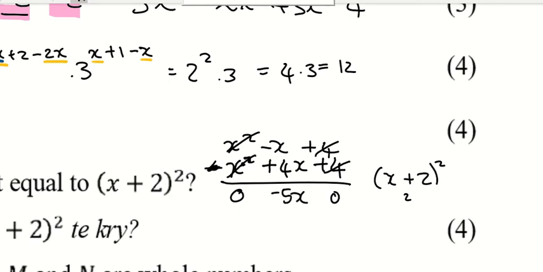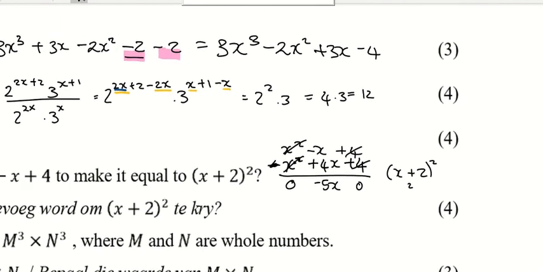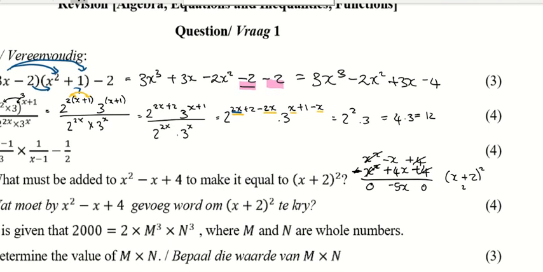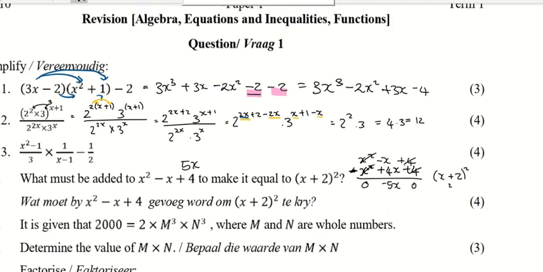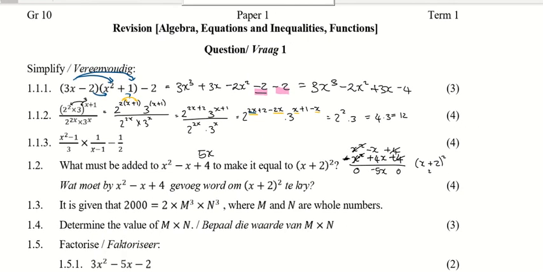So my answer here is actually just, but we add 5x. So what is the question? What must be added to this? So 5x needs to be added to make it equal to that one. Must we write that like when we have two? Must we write that?